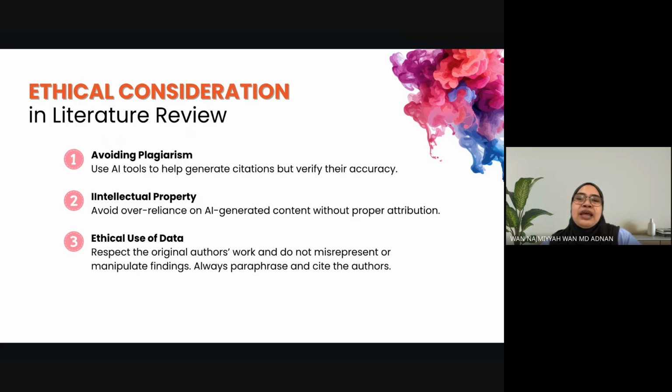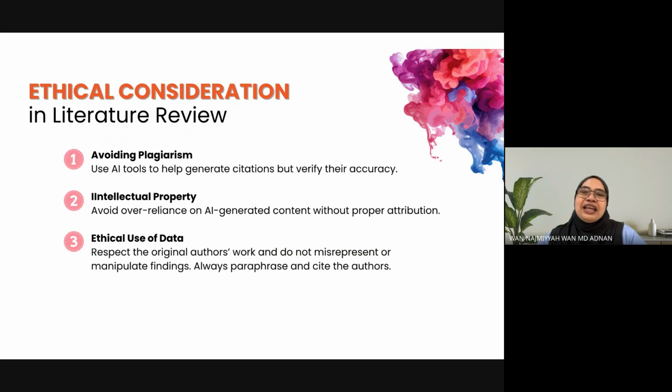Okay. And like I said, avoid over-reliance on AI-generated content without proper attribution, and make sure you respect the original author's work and do not misrepresent or manipulate findings. And in literature, every single sentence should be cited. Okay, every single sentence should be cited. That is why you have to be careful about what you put in your literature, and always paraphrase them to avoid plagiarism signs. Okay, all right.